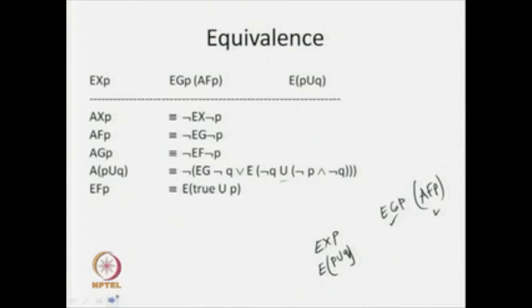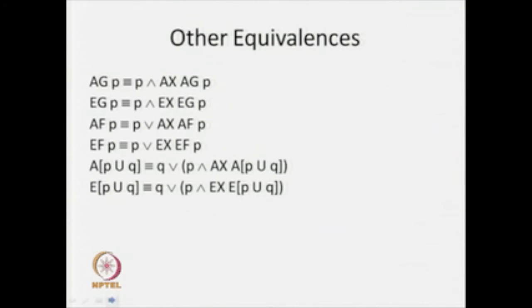Okay. Now, this is the notion of equivalence. Like that, we can find some more equivalences also, but these are the basic equivalent formulas. Now, we have some other equivalences also, and these are basically some sort of recursive definition. Just see those particular equivalences. A g p is equivalent to P and A x A g p. Similarly, E g p is equivalent to P and E x E g p.